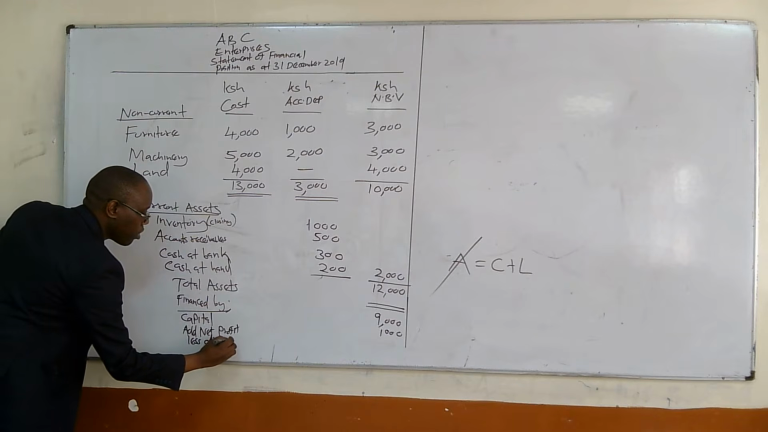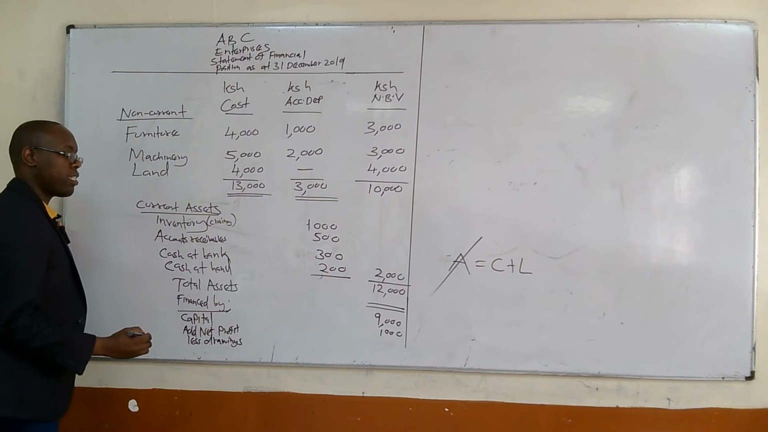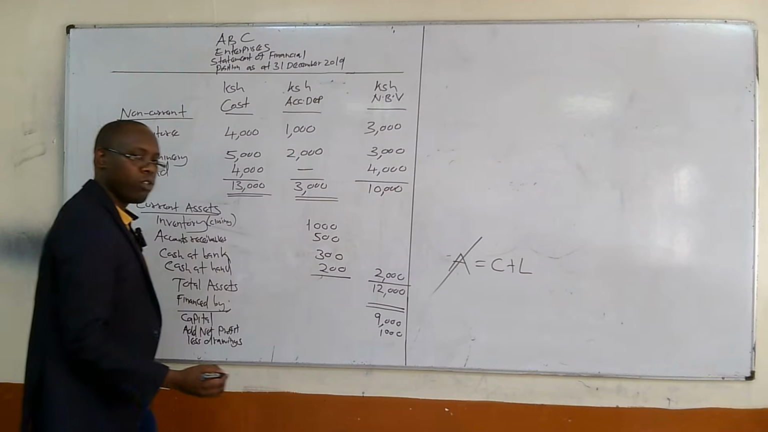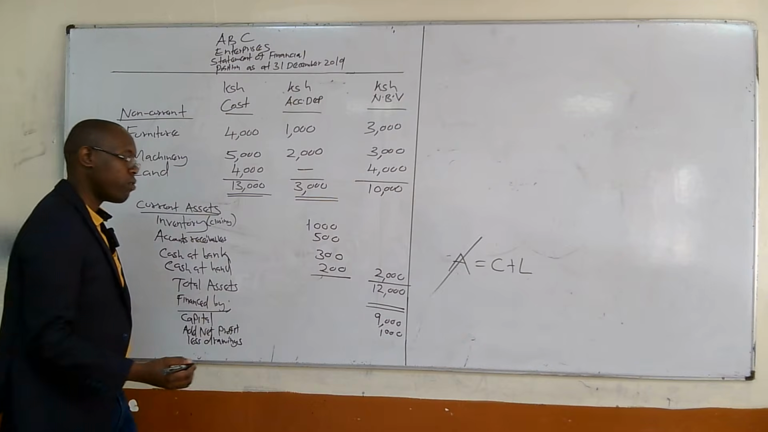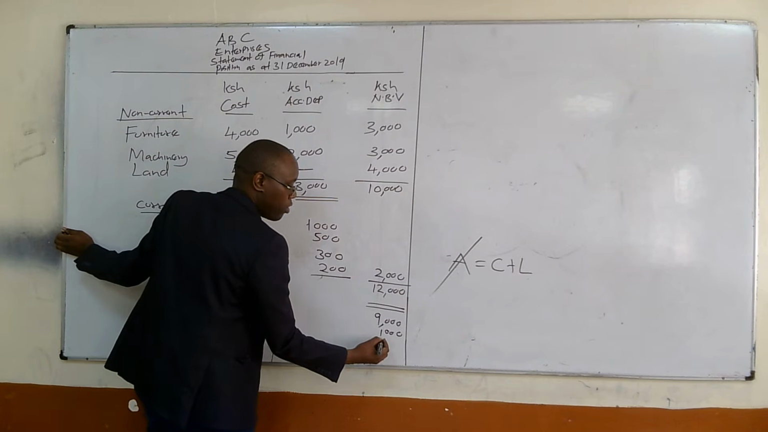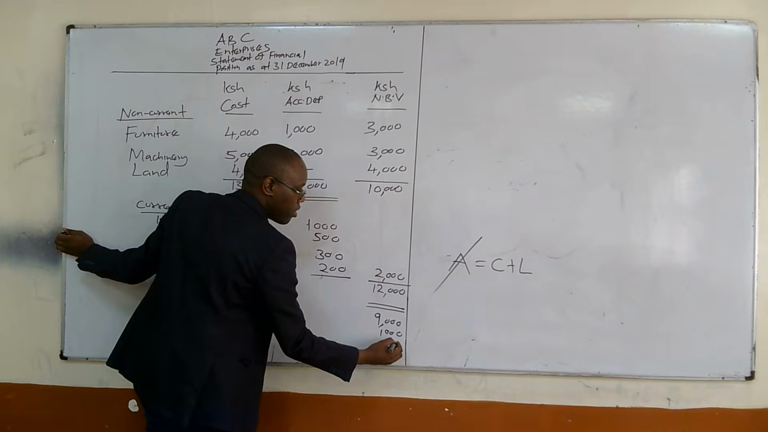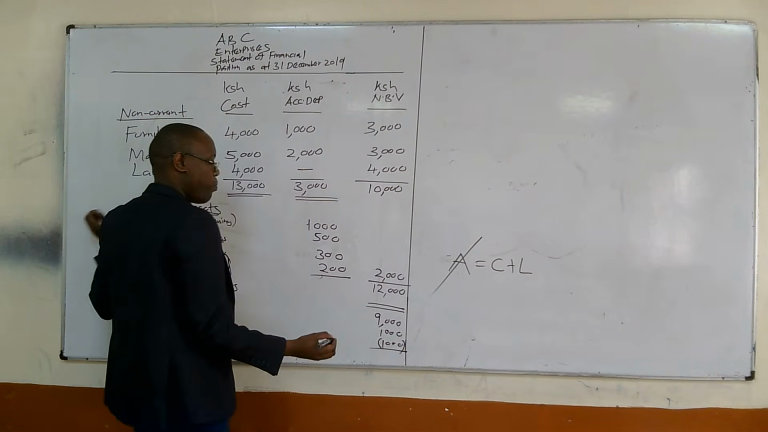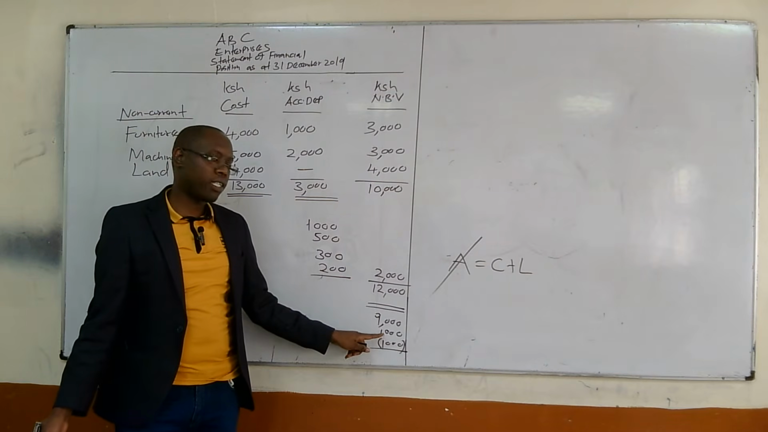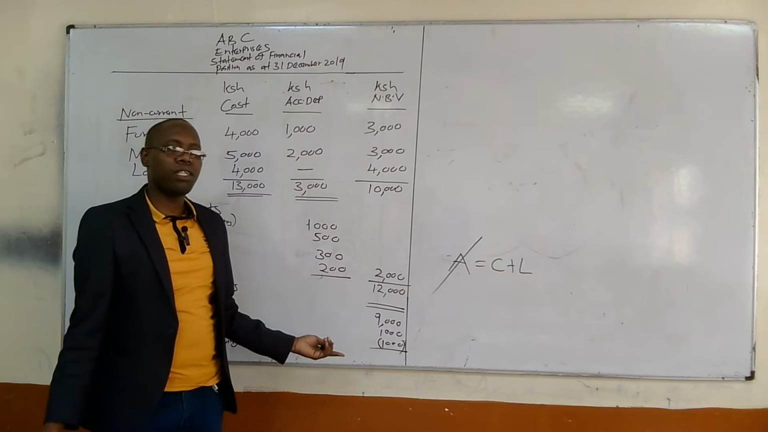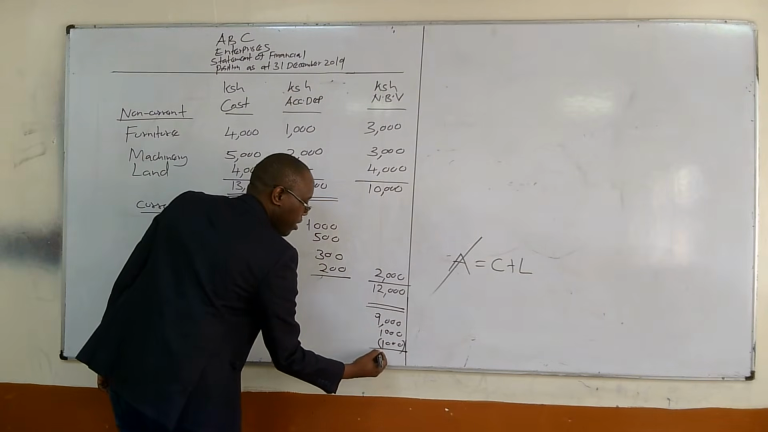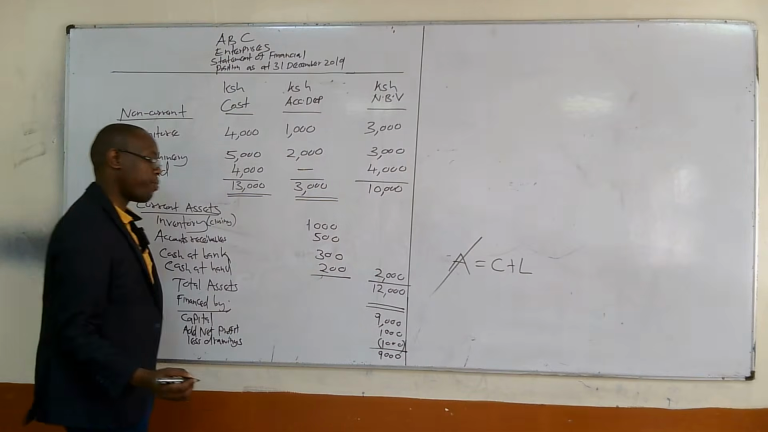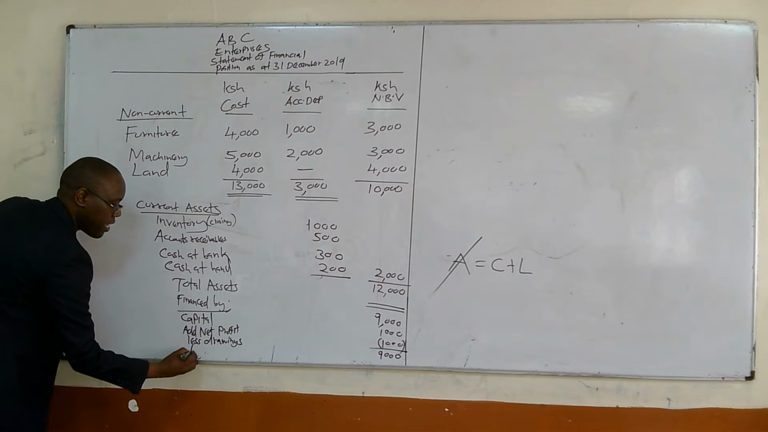And then you less drawings. Sometimes you can take a certain amount from your business for your own personal use. That usually is going to decrease the capital, so you have to less it. Let us assume the drawings were also 1,000. Just make an assumption. So it is going to be 9,000 plus 1,000 minus 1,000, which is basically going to be 9,000 here. And this particular 9,000, we can call it net capital.